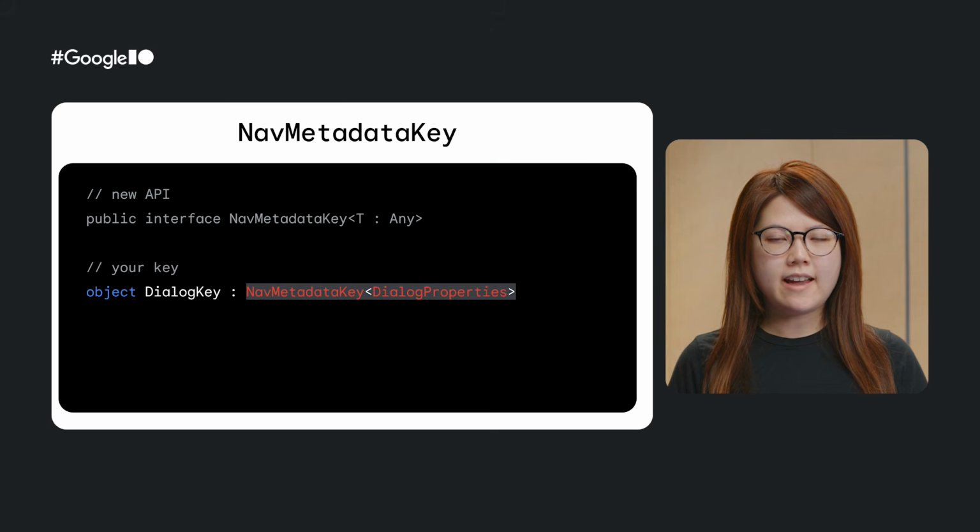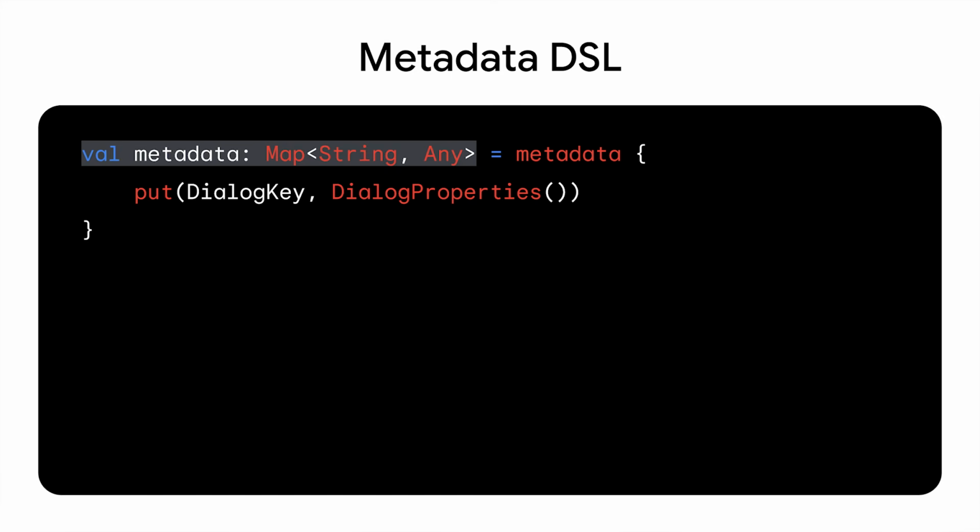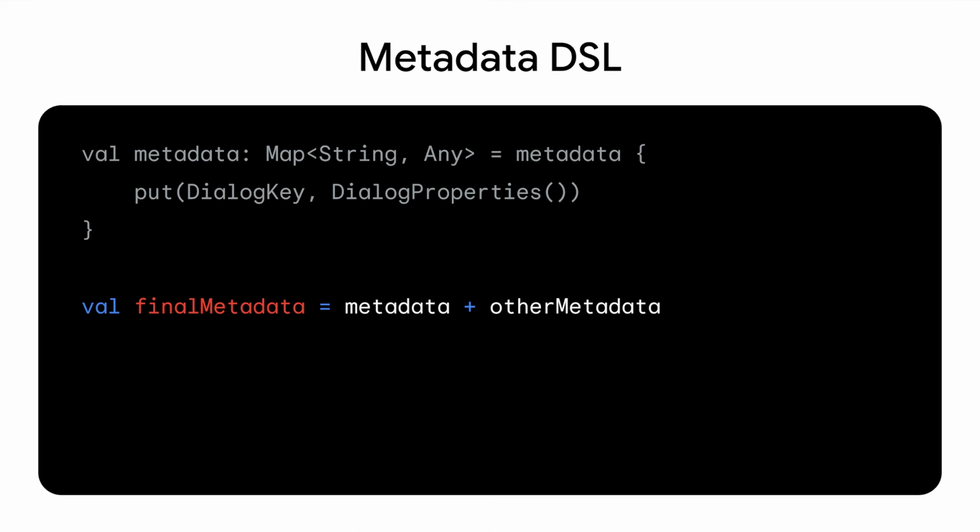With the nav metadata key, you can now use the metadata DSL. The DSL is a type-safe map builder that provides a put function, which accepts keys that extend the new key interface and the value associated with the key. The DSL returns a map of string to any containing the data you added with the put function. And you can use a plus operator to combine metadata maps.